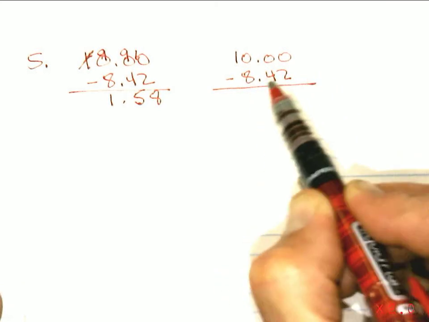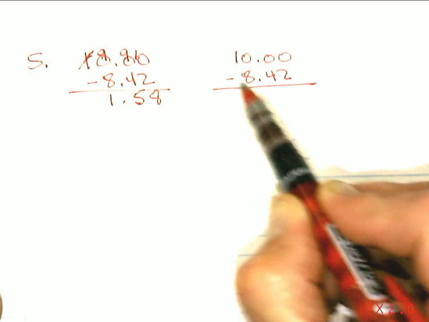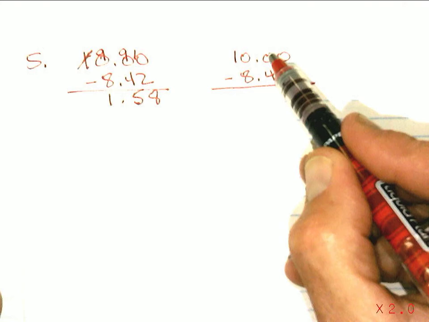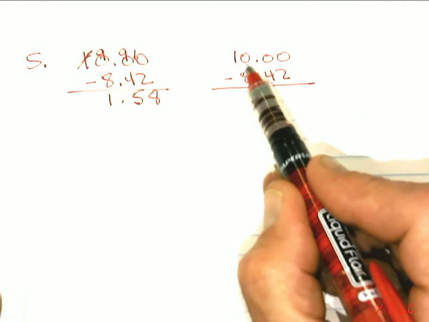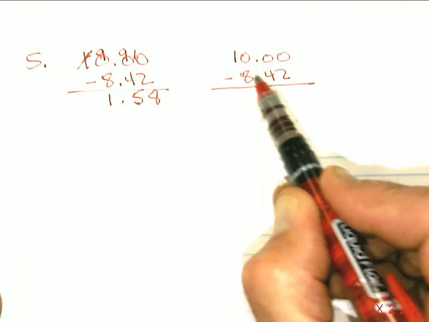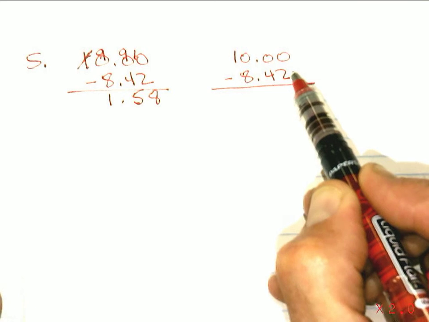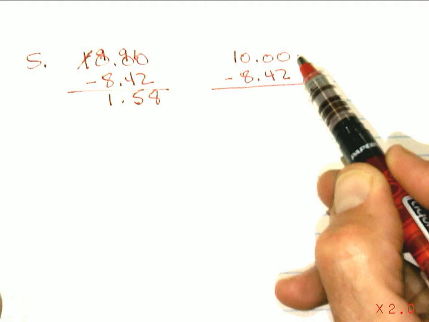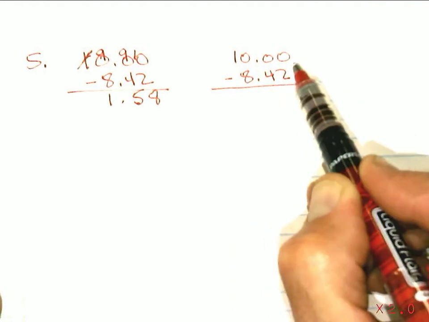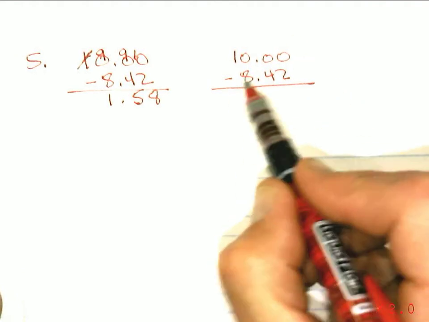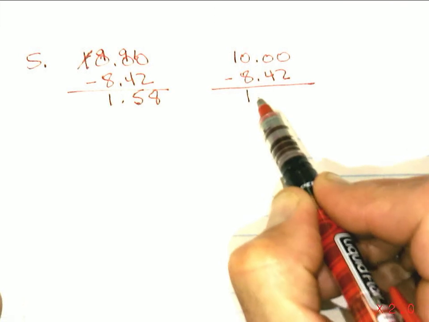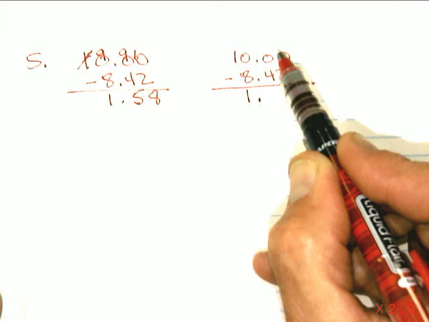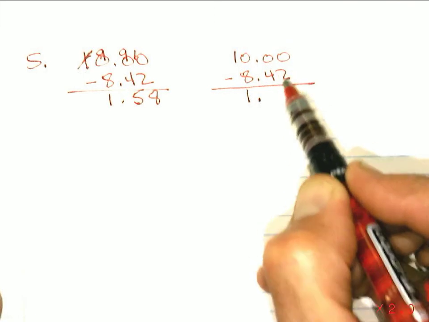Because when you subtract, it's the difference between these two numbers. So how far away is 8.42 from 10? Well, it's less than 2 away, because if you think about 8.42, it's almost 8.5. And to get from 8.5 to 10 is less than 2. In fact, it's a little more than 1.5. In fact, if you just think about this, it's 1, and then the rest of this, the difference between 42 and 100 is 58.